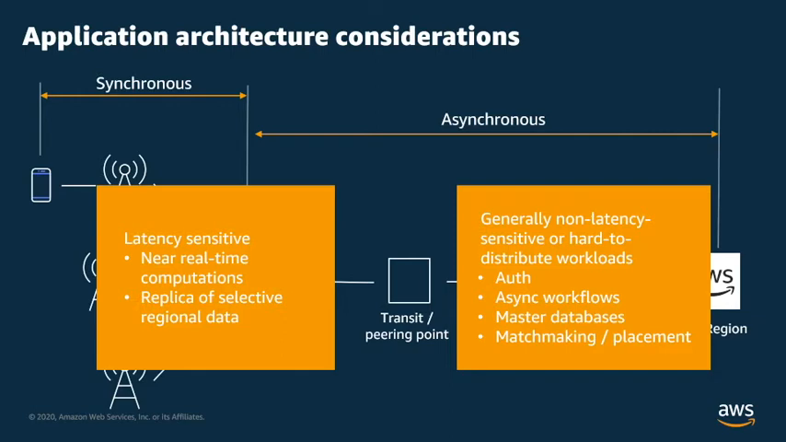The machine learning applications are a good example to talk about this. We would recommend that the model training should happen in the region. However, depending on the applications, you would run the inference in the Wavelength zone because you need the results of that inference with the least possible amount of latency.